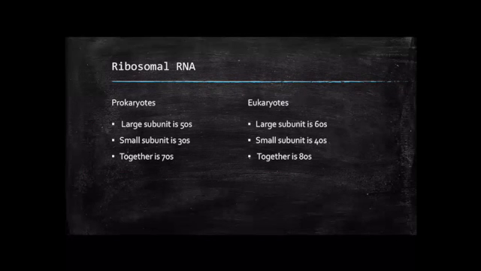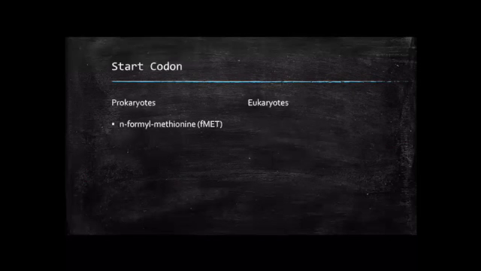This difference creates drug targets for antibiotics. The antibiotics can target the rRNA of prokaryotes and destroy it without interfering with the eukaryotic rRNA, since they're different types. Another difference in prokaryotes and eukaryotes is their start codons. I kind of alluded to this earlier when we were talking about FMET. So eukaryotes use methionine, or MET, M-E-T, as their start codon, whereas prokaryotes use N-formyl methionine, or FMET.